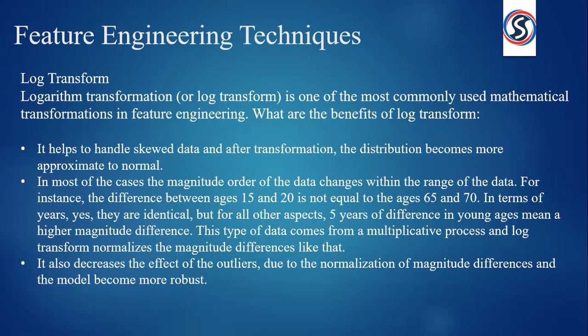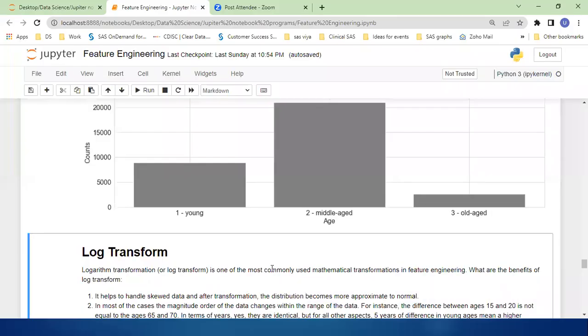When the data is not normally distributed and is skewed, I will always go for a log transform. It is very important. We also have the square root transform. When I go for a log or square root transform, I will be able to get normally distributed data, and that normally distributed data I can use for my modeling. In most cases, the magnitude or order of the data changes within the range of the data. I have also explained it over here.